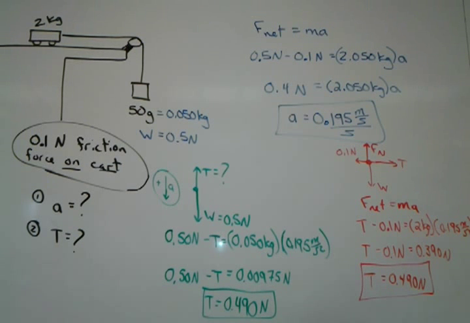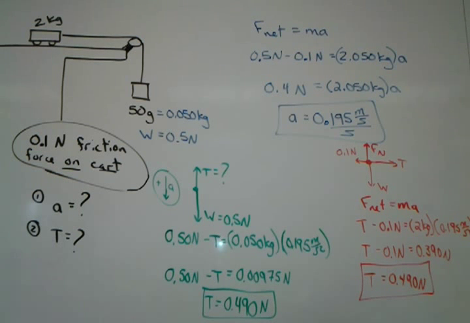Here's a situation. You have a 2 kilogram cart with a 0.1 Newton friction force on it, attached to a string which runs over a pulley, which is attached to a 50-gram mass hanging on the end. Your job in black is to find the acceleration of the system, and then the second part, find the tension in the string that attaches the two.